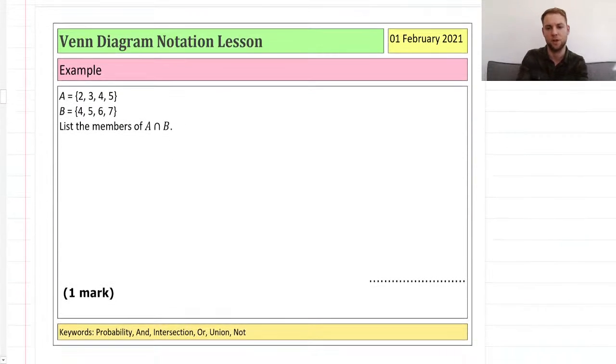Okay, so this is now where we need to start to think about sets. So definitely let's get this one down in our book. This one here is example 1.